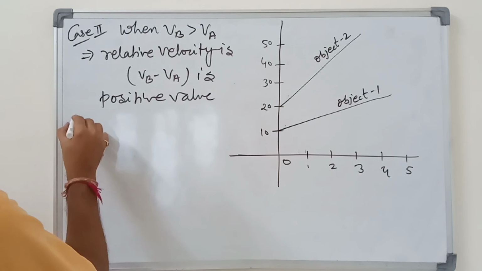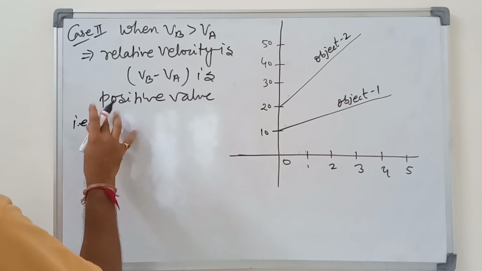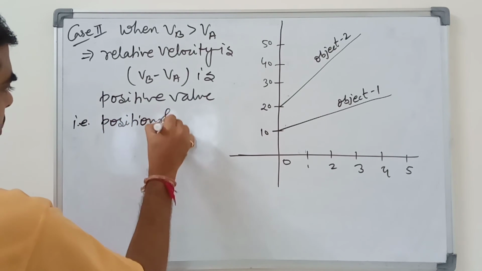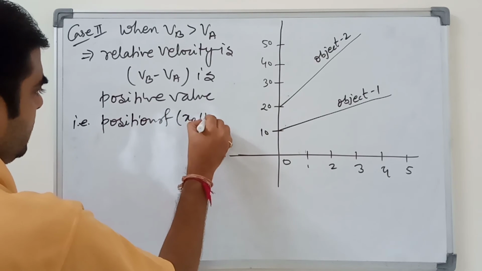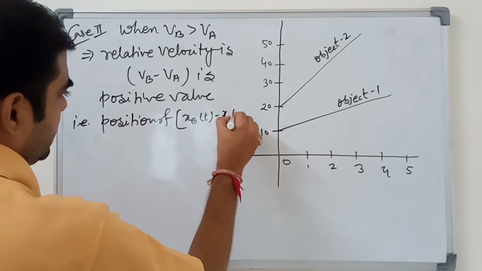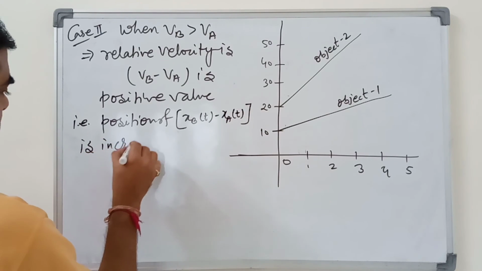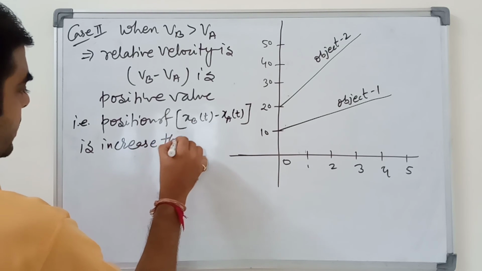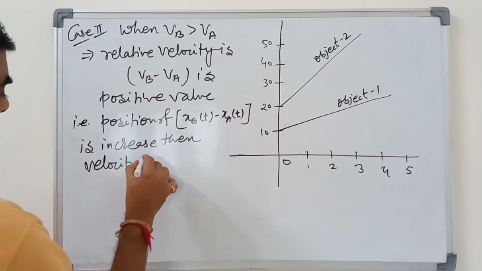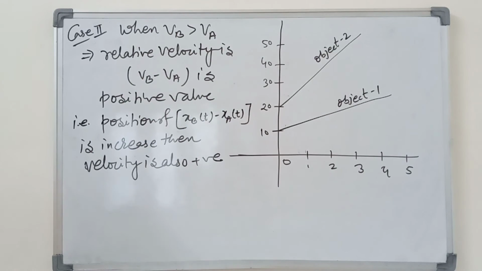It means the position difference xB(t) minus xA(t) is increasing, then the velocity is also positive. Write down.